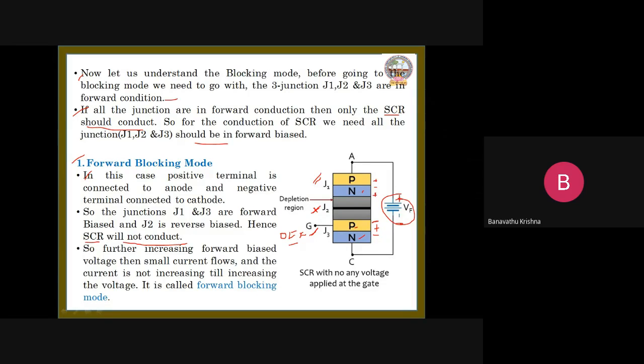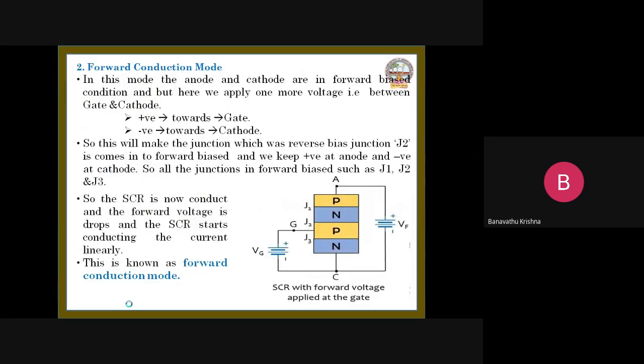Right? Next. So on further increasing the forward bias voltage, a small current flows and the current does not increase even as the voltage increases. It is called forward blocking mode. Right? Next, the next one is forward conducting mode. And this is our diagram here.